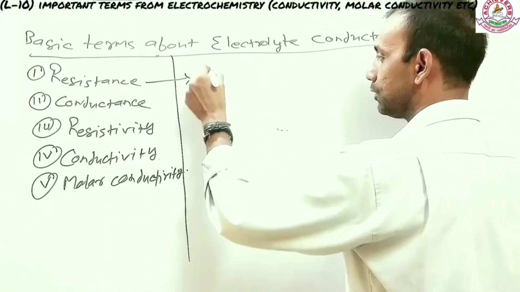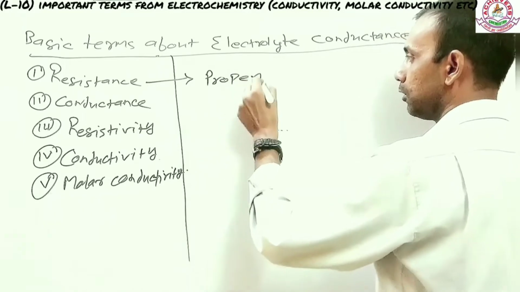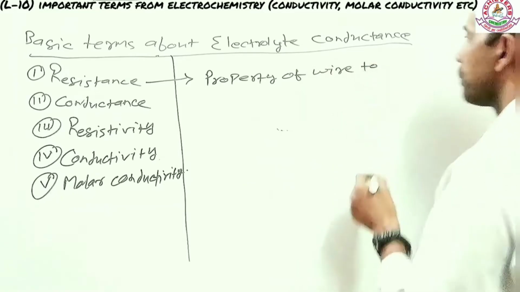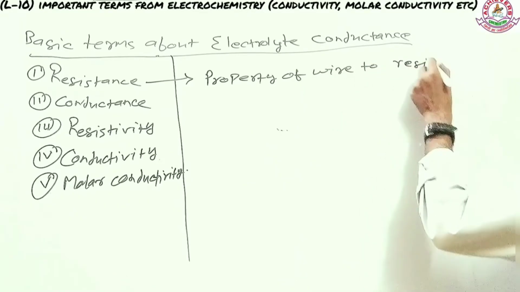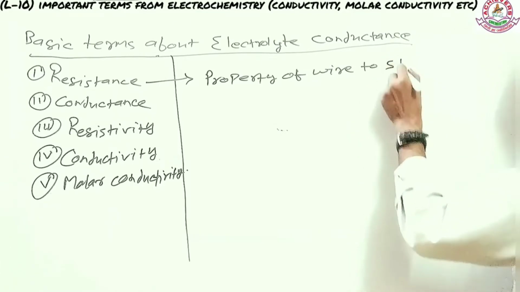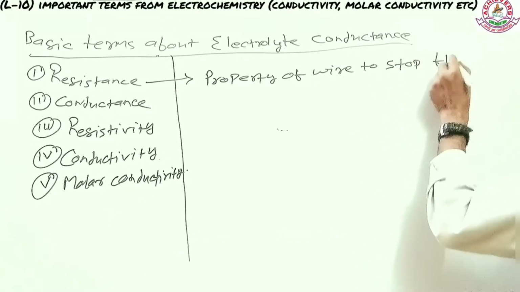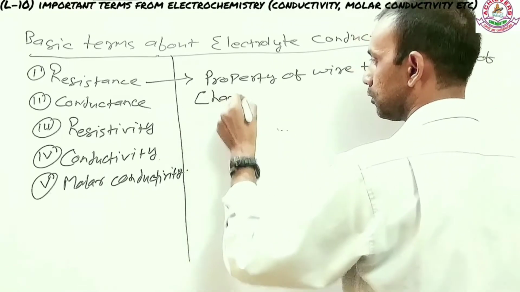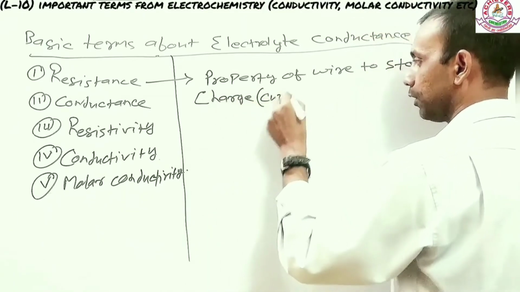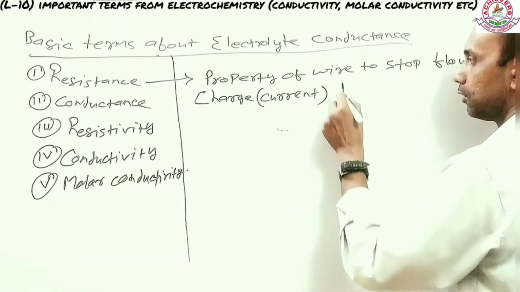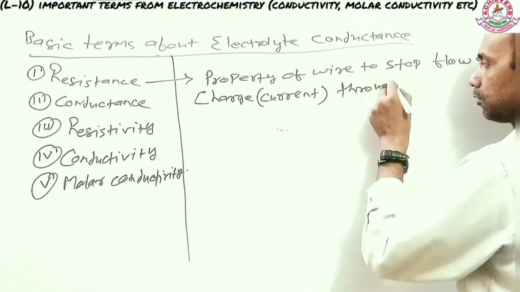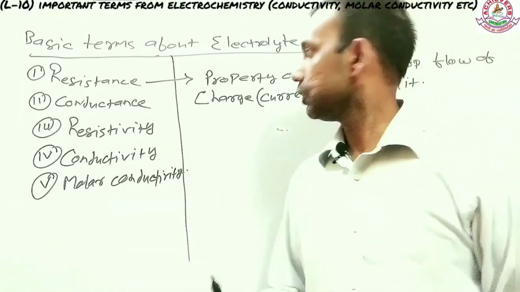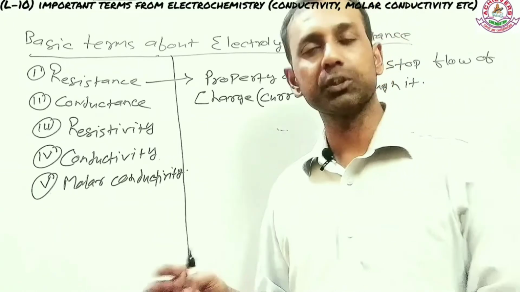So resistance is a property of a wire to resist, to stop the flow of charge. What charge here? I'm talking about current. Flow of charge through it. Right? So what is resistance? It's a property of almost everything where the current is not supposed to flow because of this property.